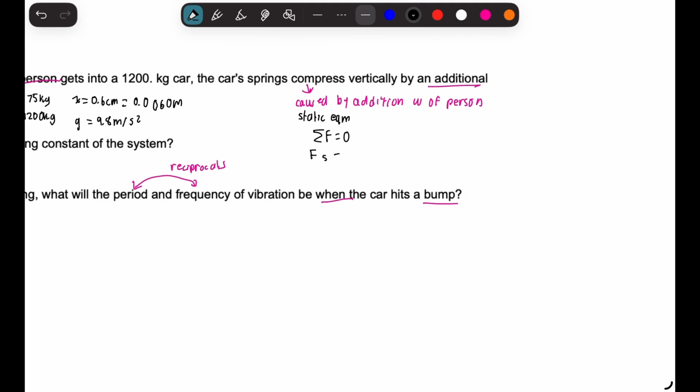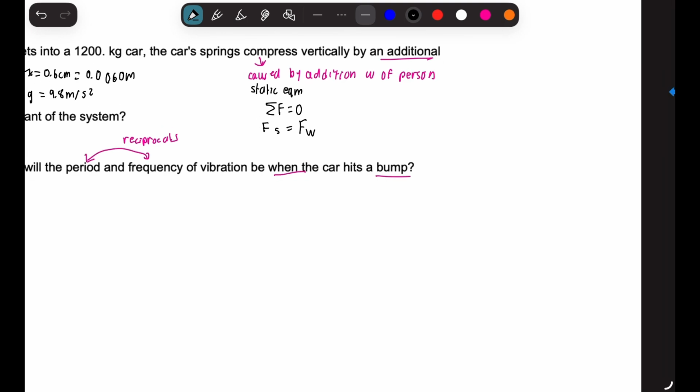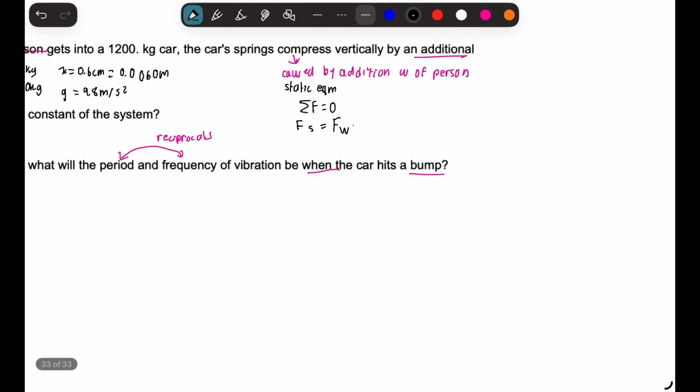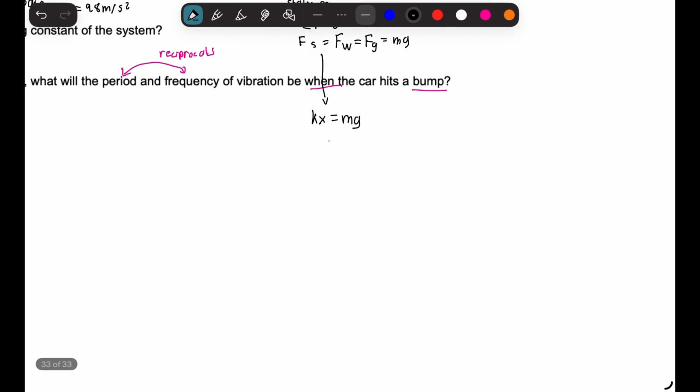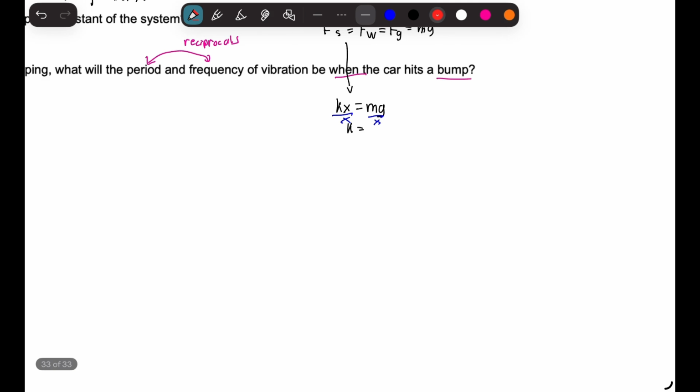So we can say that spring force of the car is now equal to the new weight of the person, Fw. So now we can write our forces. Fw is equal to Fg, which is equal to mg. So let's set those equal and continue solving. Fs is equal to kx and our mg. We want the spring constant k, so you're going to divide by x. And you're going to get k is equal to mg over x.